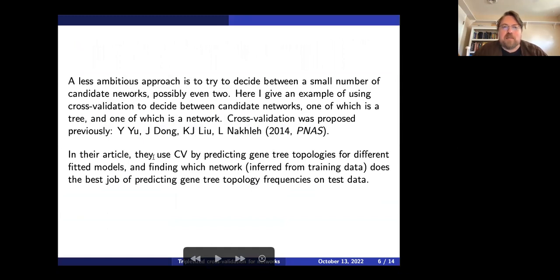Okay, so less ambitious than trying to infer a network from the space of all possible networks is to try to decide between a small number of candidate networks, or even two of them. And I'm going to use an example of using cross-validation to decide between candidate networks. So cross-validation was proposed in this paper by Knockley in 2014. This is where they introduced using branch lengths in the gene trees, which I'm not going to do here. So I'm going to use just gene tree topologies. I would like to extend this to trying this with branch lengths as well.